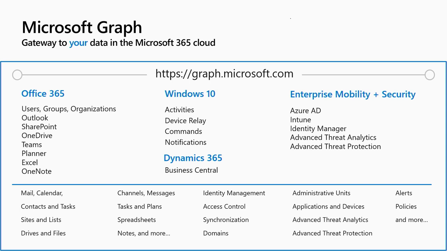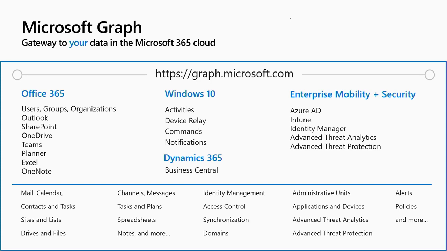Then we have Windows 10 with its cloud capabilities, so you can program against those cloud features that Windows 10 exposes through Microsoft Graph. Then we have Dynamics 365 with its growing business data and scenarios. And then we have Enterprise Mobility and Security, which is focusing on identity management, security, device management, so products like Intune, Azure AD, Advanced Threat Analytics.